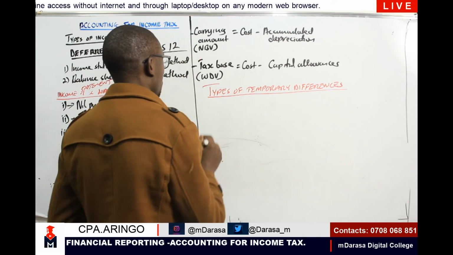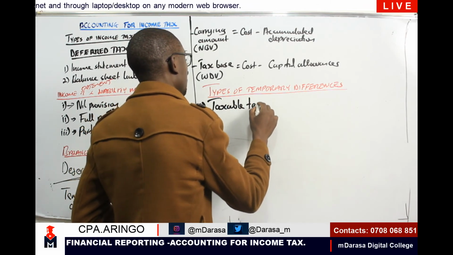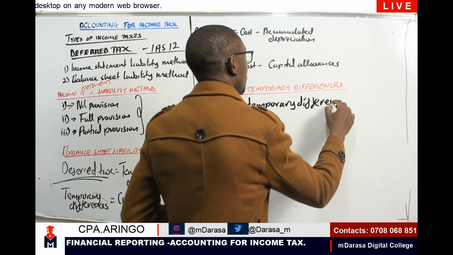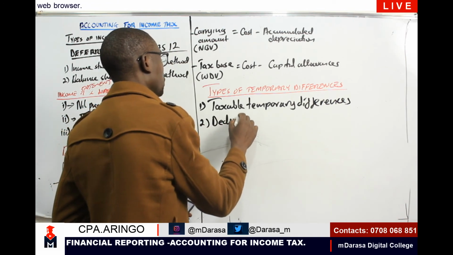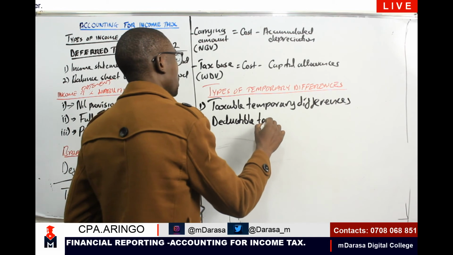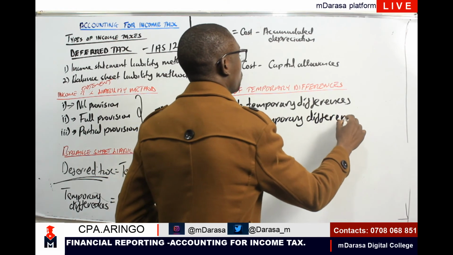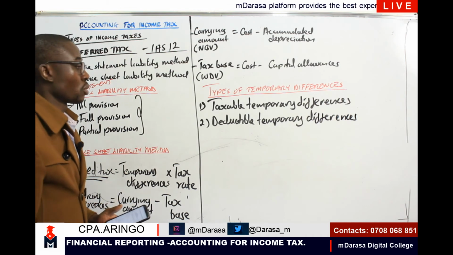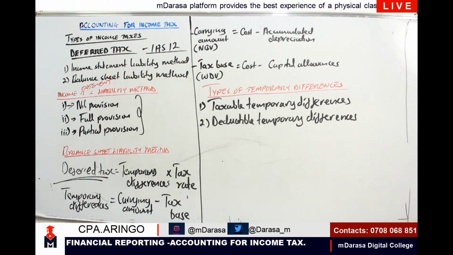So aspect number one, taxable temporary differences. And number two, we will be talking of deductible temporary differences. These are the two types of temporary differences that we will be talking about. So let us start by understanding the first one, that is, of course, the taxable temporary differences.